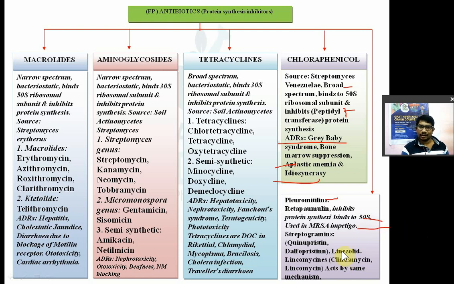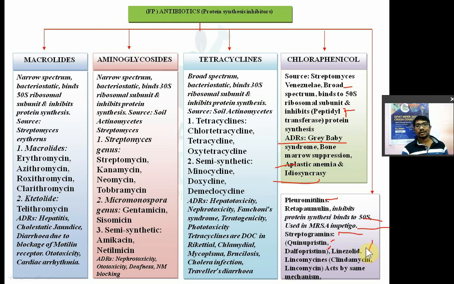Now, again, another class of antibiotic which inhibits protein synthesis. You can say it is the sixth class. Okay, streptogramins. In that you have examples quinupristin and dalfopristin. So they are known as streptogramins. They also inhibit protein synthesis in bacteria by binding to the 50S ribosomal subunit.